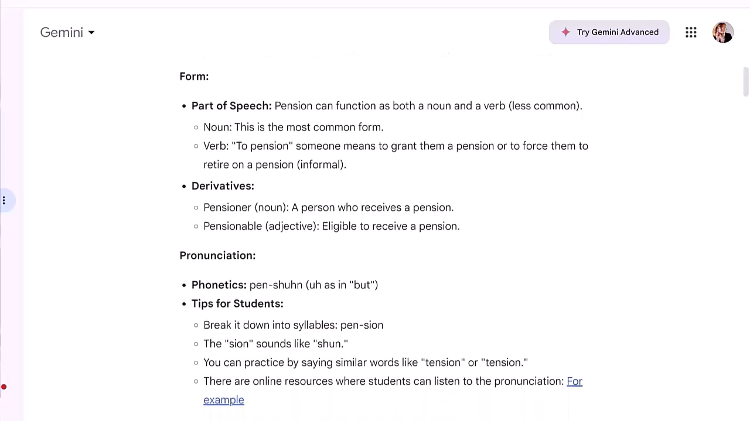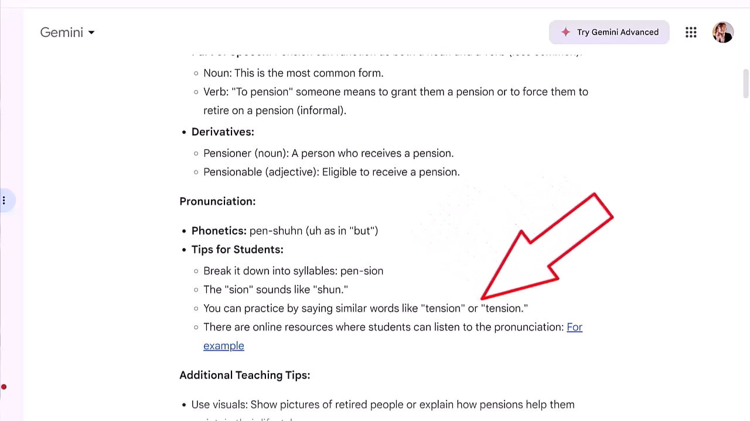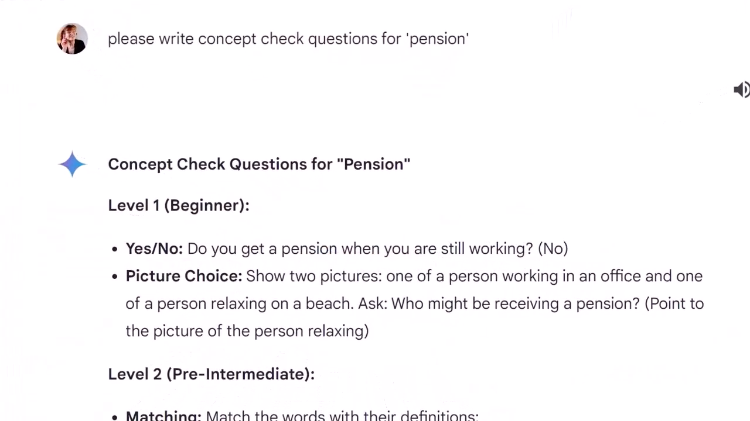Gemini doesn't give us a transcription here, but you can prompt it to do it later. And it suggests practicing similar words like tension. But according to the Cambridge Dictionary and my intuition, this is also a B2 level word, so they might not know it. I asked Gemini to give me concept check questions for pension and got this response.